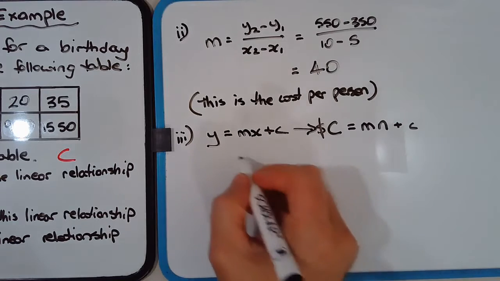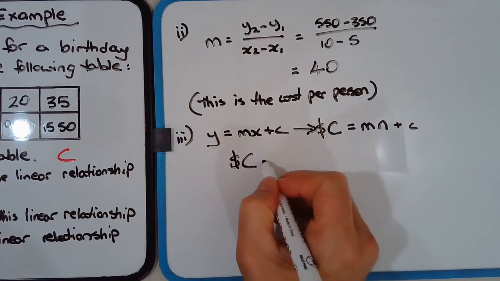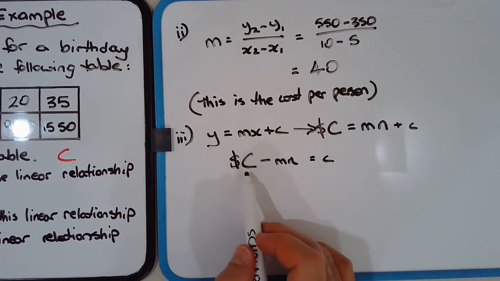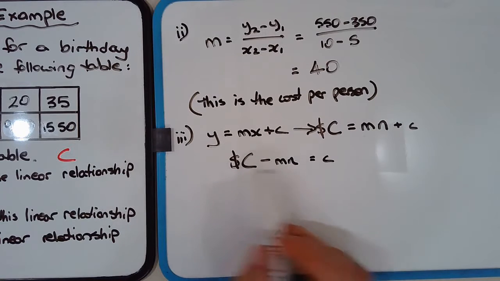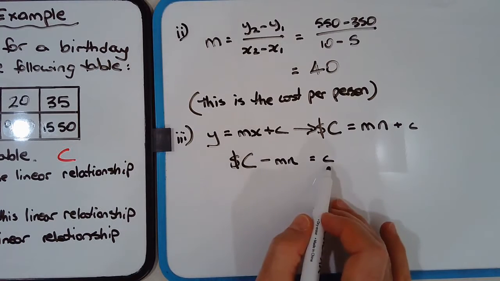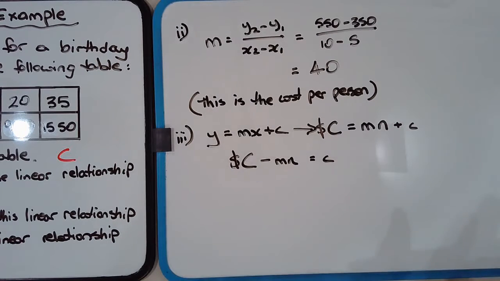Now going back here, $C, capital C, minus mn is equal to little c. Just be careful here to make the capital C fairly large so you can see the difference between a lowercase c and an uppercase C. It's quite rare for this to come up, but if it does, make sure you differentiate between these two c's. They're different pronumerals. Uppercase and lowercase can mean totally different things in algebra.